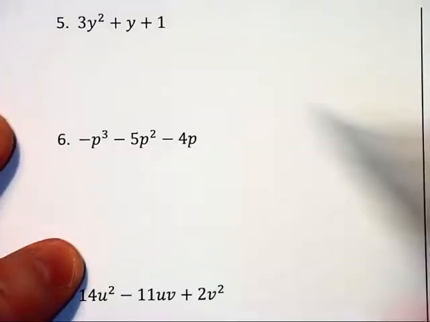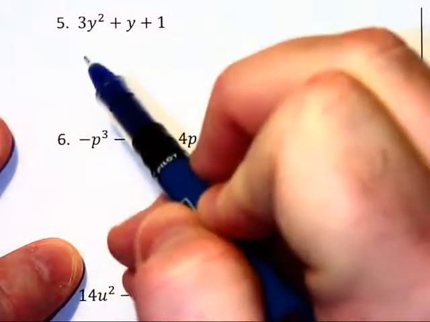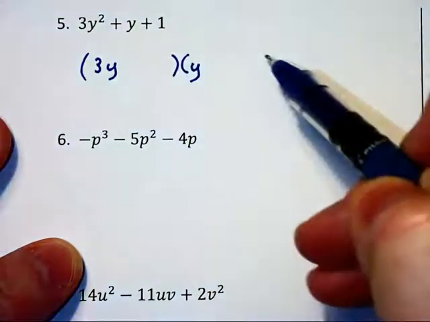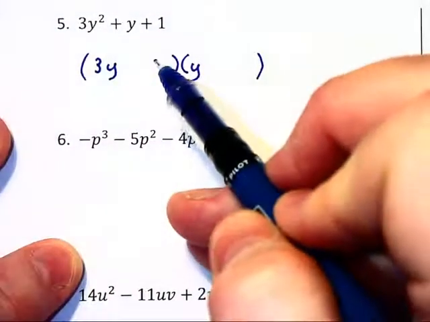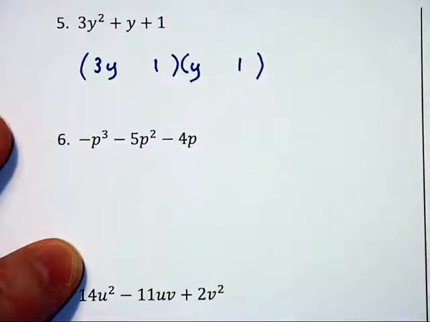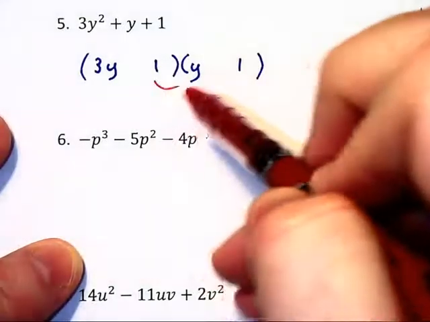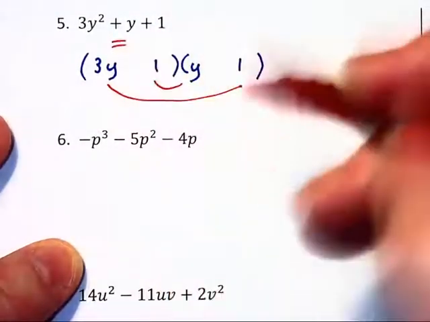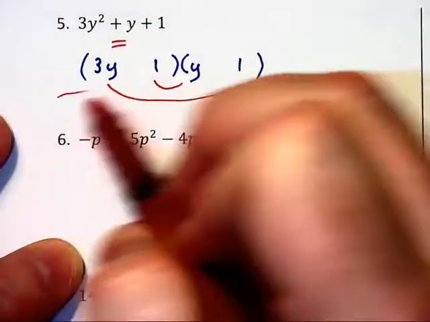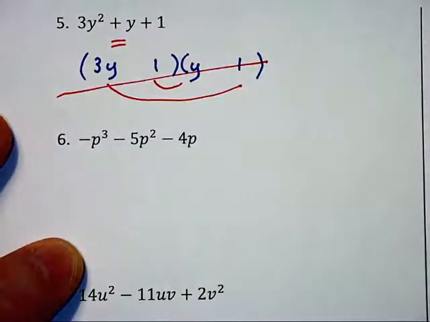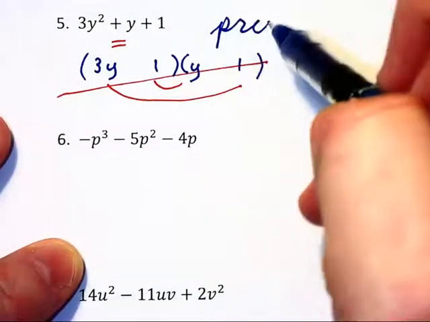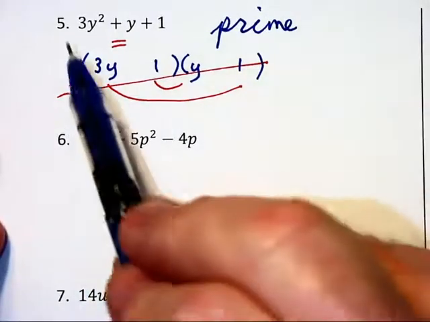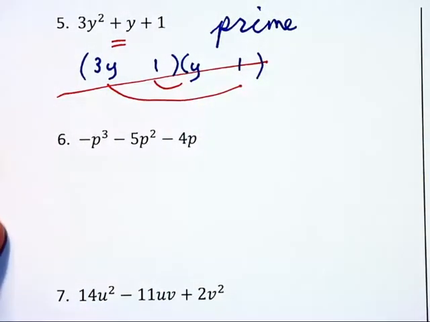For number 3, we see that 3 is a prime number, so it would have to factor into 3y times 1y. We also notice that 1 is a prime number, and 1 times 1 is what we would have. But when you look at your inner and outer terms of 1y and 3y, there's no way they can add together to make a 1y. So this does not factor, and this is a prime expression. Notice I'm not talking about a prime number, we're talking about a prime expression that does not have any factors.